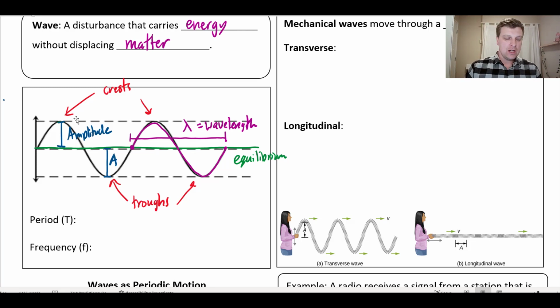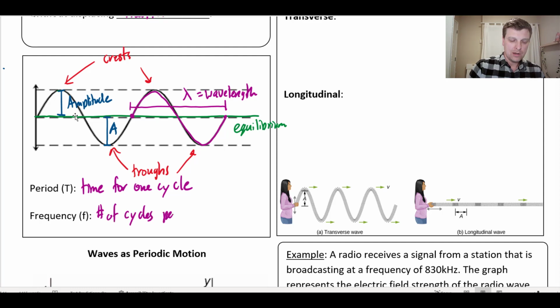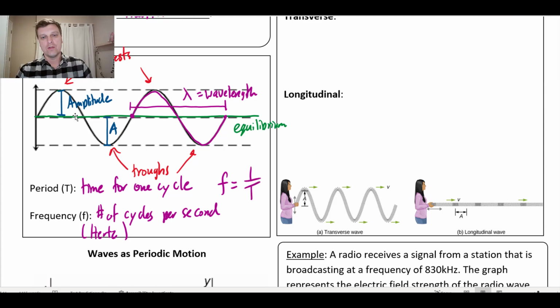Now, you can't see it on this picture here, but we also have period and frequency. Period is the time for one cycle, or one wave. You might remember that from rotational motion; it's the same idea. And frequency is related to period: frequency is the number of cycles per second, and it is measured in hertz. So there's a relationship there. If period is the time for one complete cycle, and frequency is the number of cycles per second, then frequency is just equal to 1 over the period.